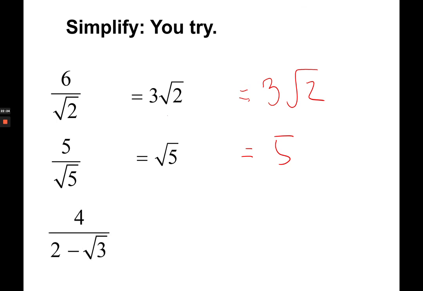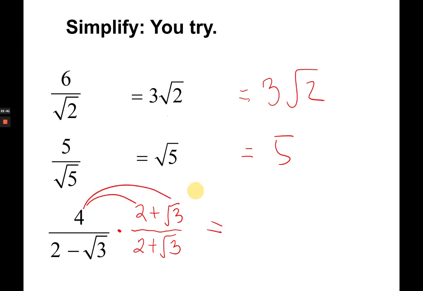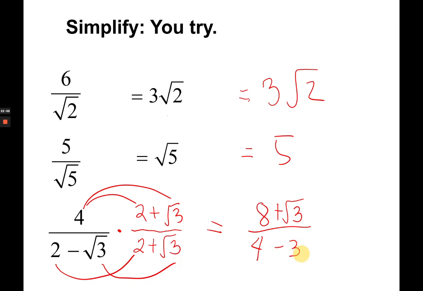Now we need to conjugate. Oh no, we are going to multiply. Instead of dividing, we are rationalizing using the conjugation. Change the sign, and then perform your distributive property. 8 plus square root of 3. 2 times 2, 4. There is no outside and inside, so it's only the square of the first and the square of the last. Minus 3. Since it's 4 minus 3, it becomes 1.